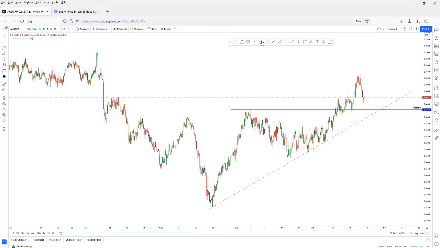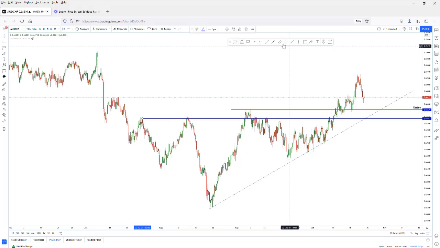Then I would like to put my stop loss. My stop loss will probably be at this area, where the stop loss is relatively tight because you want a good risk reward ratio, and you can see that price has reacted off it quite a few times, right? So about 4 times.